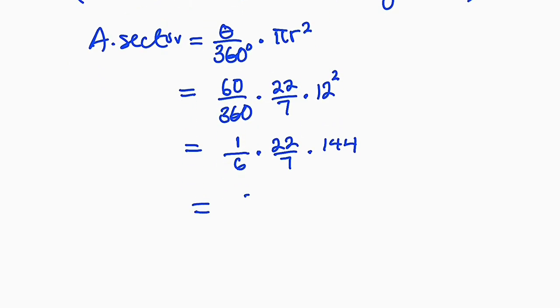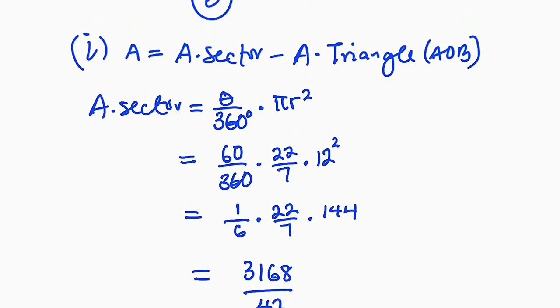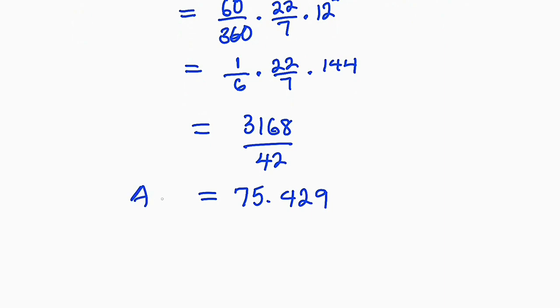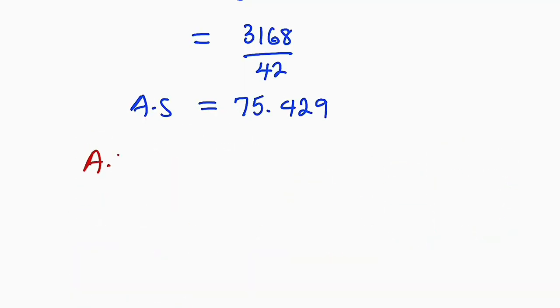And this will give us 3,168. Divide by, you take 6, you multiply by 7, which is 42. Then you divide. And this is equal to 75.429. Let's leave it like this. This is the area of sector. Then we need to find the area of triangle.